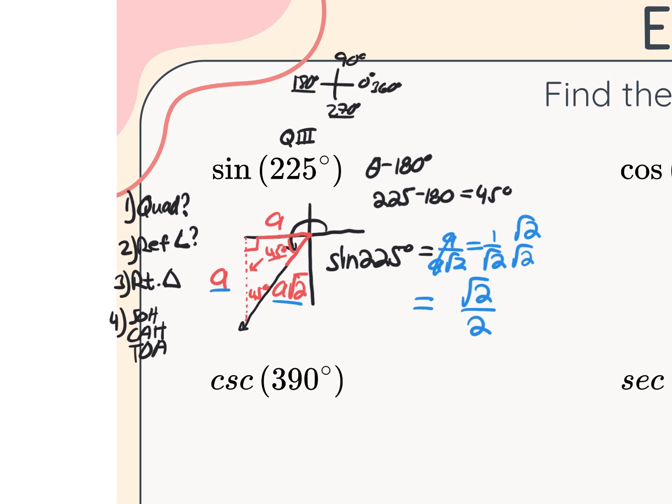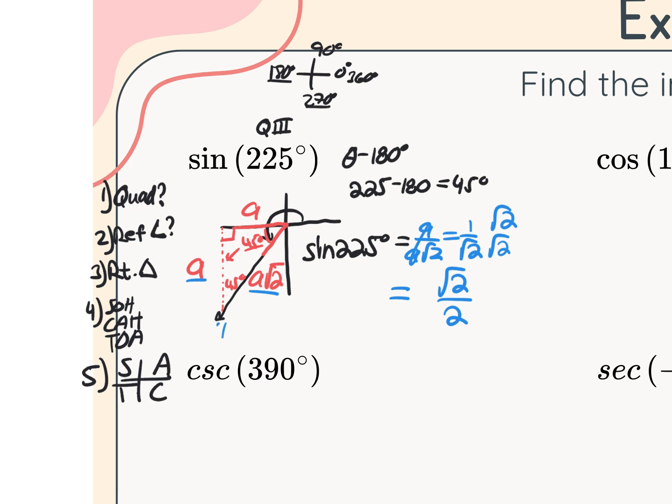It's not going to end there. The fifth thing that you want to do is use all students take calculus to figure out the sign of sine. Since we are in the third quadrant, tangent and cotangent are positive. Everything else is negative. Since sine is not one of them, this is going to be a negative square root of 2 over 2, and that would be your final answer. I know it seemed like a lot, but the more you do these, the easier they get.